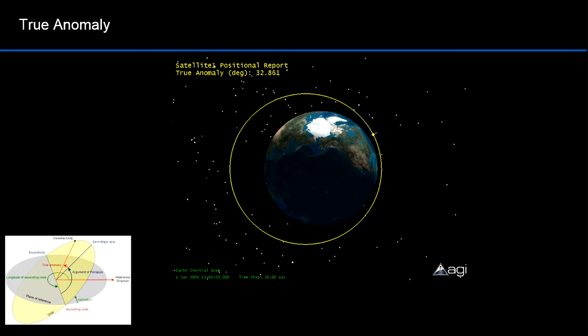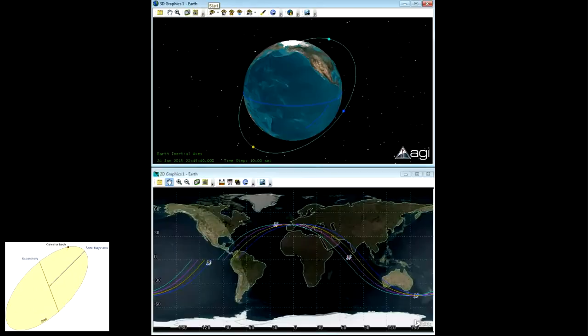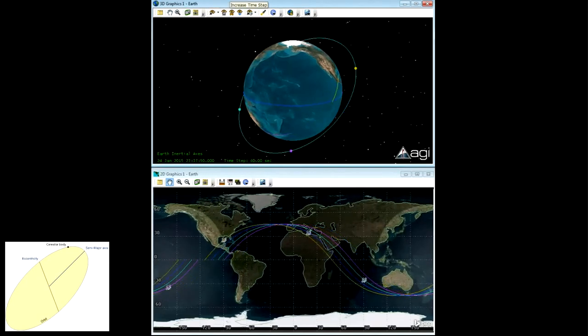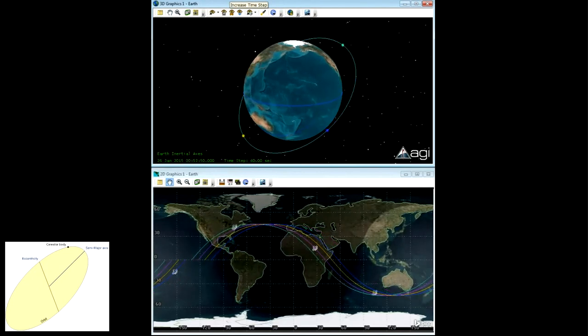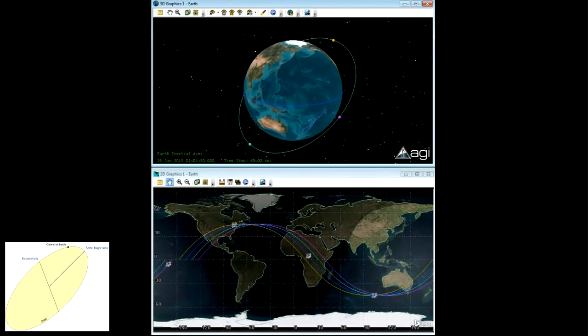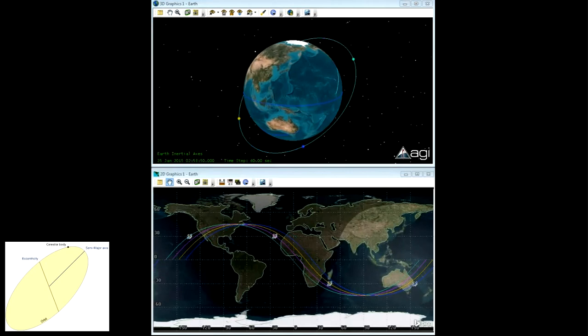Here's a simple form of true anomaly. It's the location of the satellite for a given time. Here I'm showing you orbits with offset true anomalies. All the orbits are identical with the exception of when the satellite crosses the equator. You can see in the 2D plane that since the Earth rotates underneath these orbits, the coverage of each satellite is different.